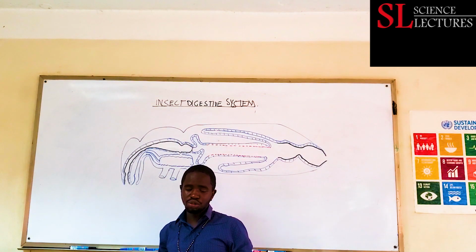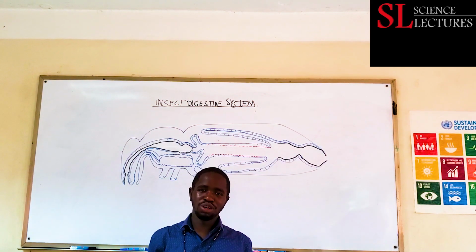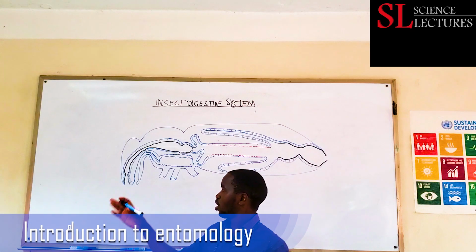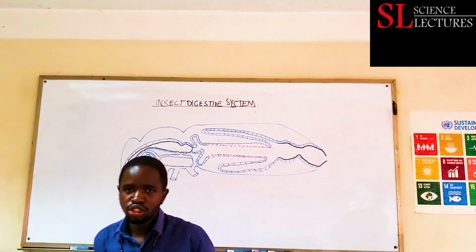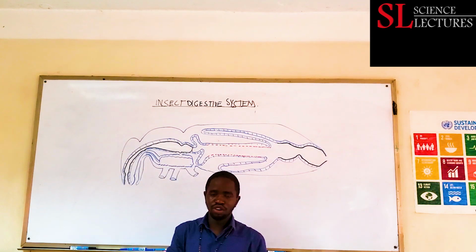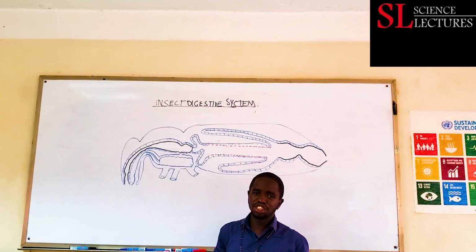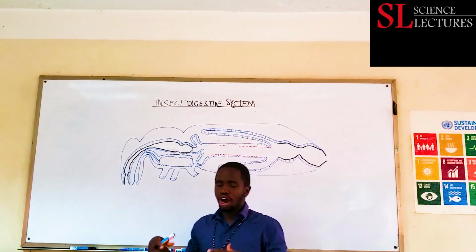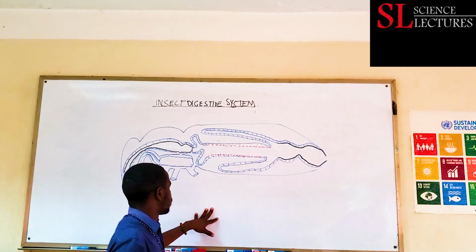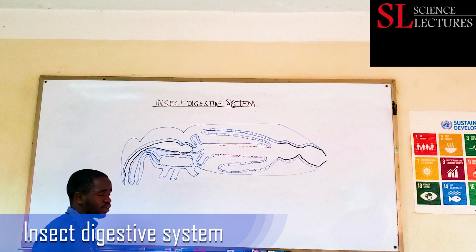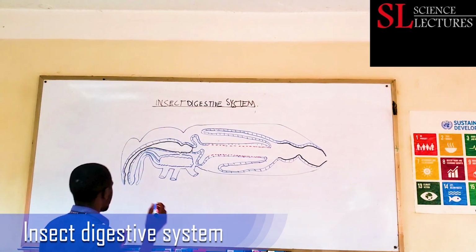So we are still continuing with our series of Introduction to Entomology, and today we are going to look at the insect digestive system. We saw part of the insect morphology, and now we venture into the insect anatomy. How does the insect look? Here we begin with the digestive system. The insect digestive system is divided into three major parts.